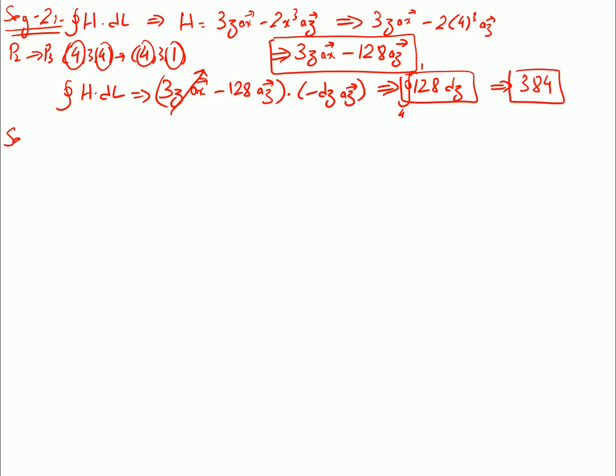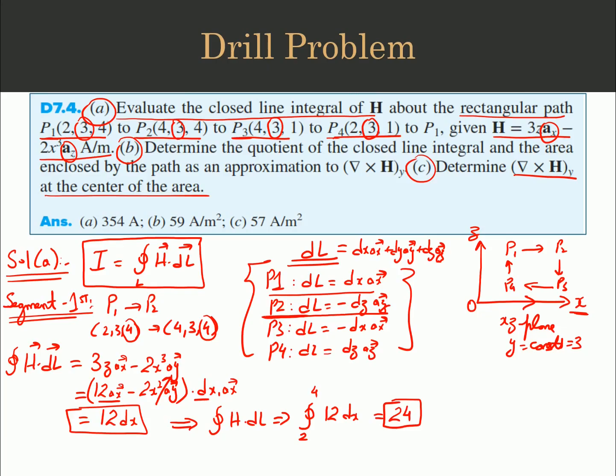Now let's come to the third section or segment. Here again I need to find H dot dL. The direction is from P3 to P4, which means my values will be from 4,3,1 to 2,3,1.